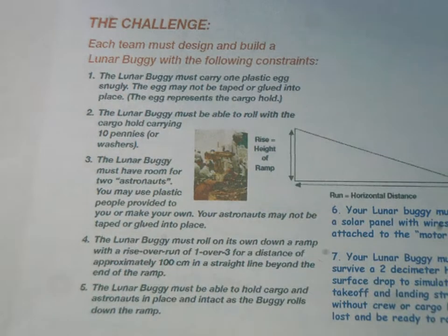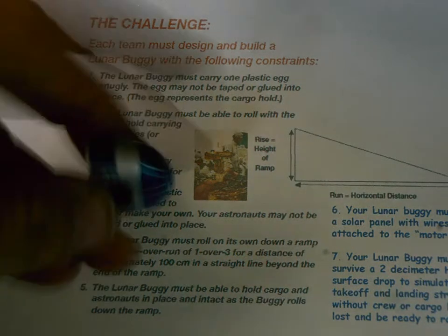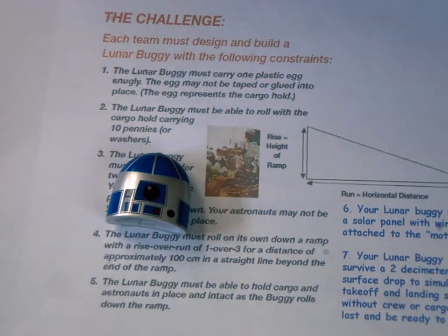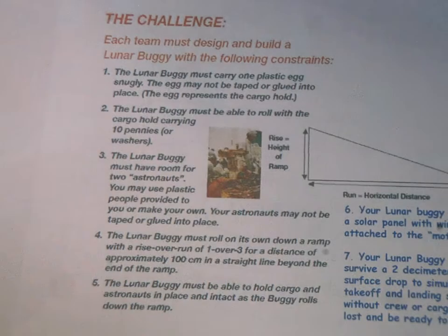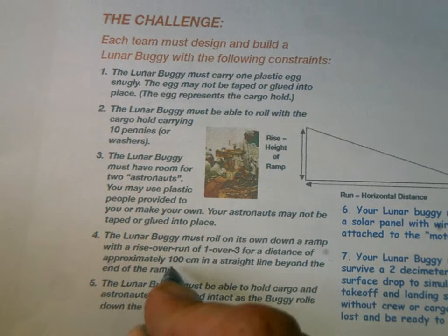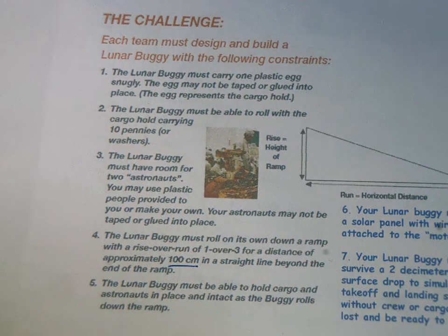All right? Now, with that, Mr. Lake and I will each designate something that will represent the astronaut. So we'll let you know what that is. And whatever they are, they're not going to be much bigger than this R2-D2 top to my flash drive, okay? But anyway. Number 4, the lunar buggy must roll on its own down a ramp with a rise over run of 1/3 for a distance of approximately 100 centimeters. You will have success if your buggy will roll 100 centimeters.